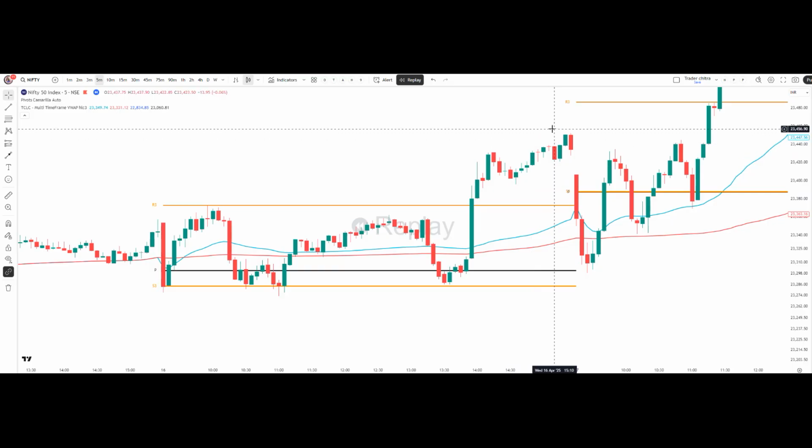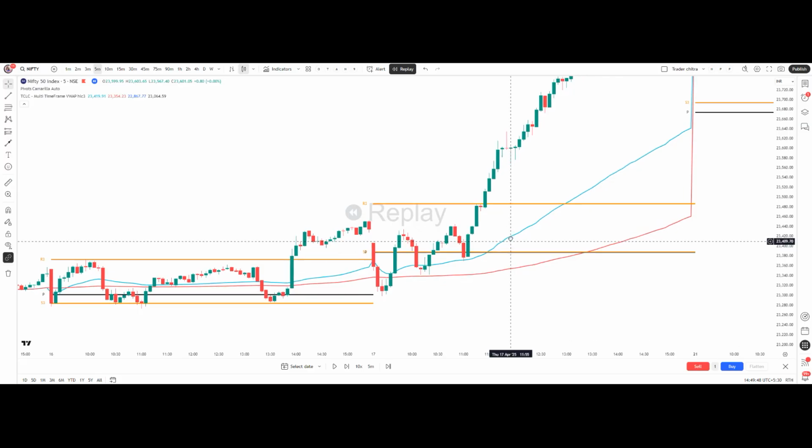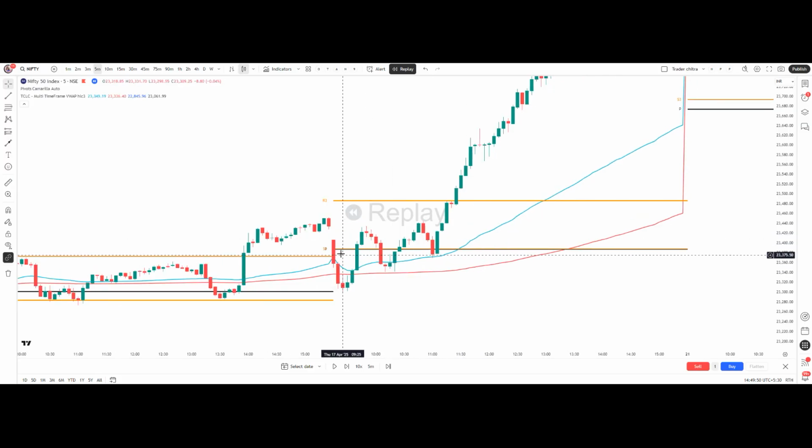We can see that Nifty moved up from that particular level. The next day we can see here Nifty got reversal from the S3 level and from the P level, and trading below the daily VWAP and as well as the weekly VWAP.